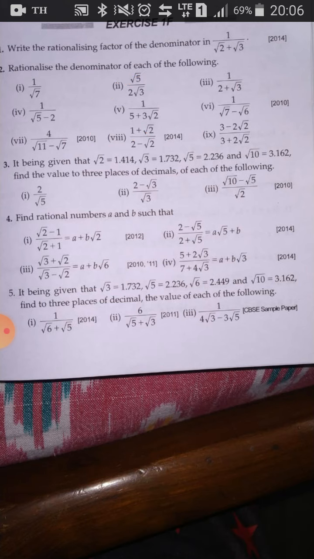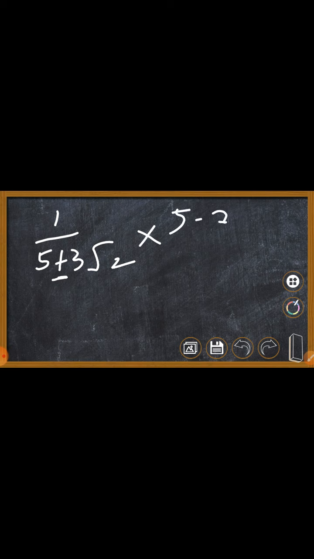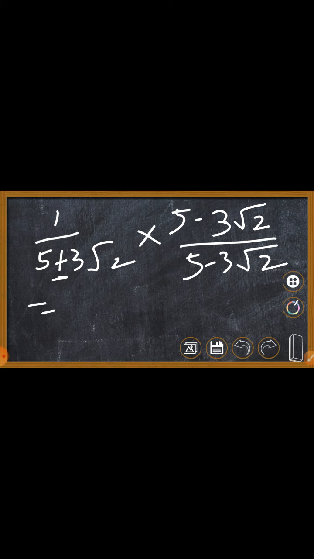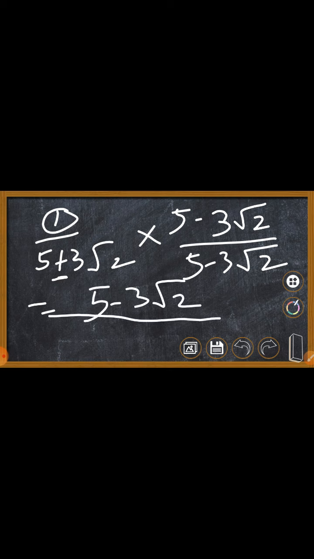Okay, so let me copy it down. So I write 1 by 5 plus 3 root 2. To rationalize it, since it is 5 plus 3 root 2, I will multiply it with 5 minus 3 root 2. Yes or no? Yes. By 5 minus 3 root 2. Yes or no? Understood? Now if we multiply the numerators, 1 into 5 minus 3 root 2 is 5 minus 3 root 2. Yes, no problem in this.